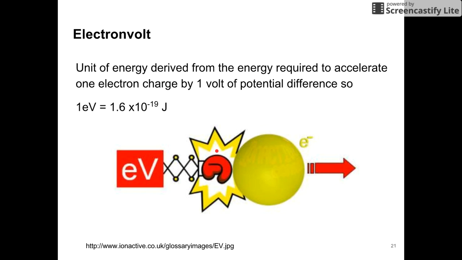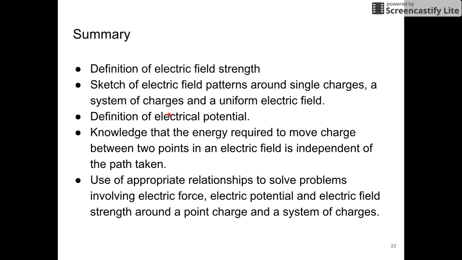Electron volts are the amount of energy that's required to accelerate 1 electron's worth of charge, which is 1.6 times 10 to the minus 19 coulombs, through 1 volt potential difference. So 1 eV of energy is just 1.6 times 10 to the minus 19 joules.